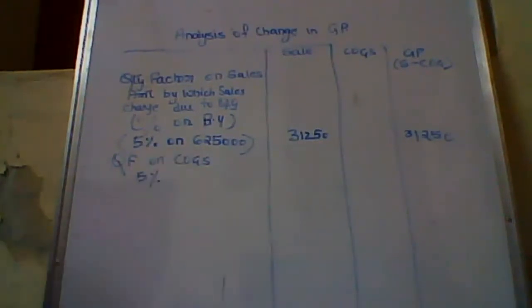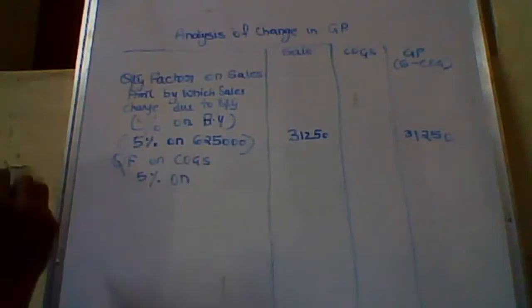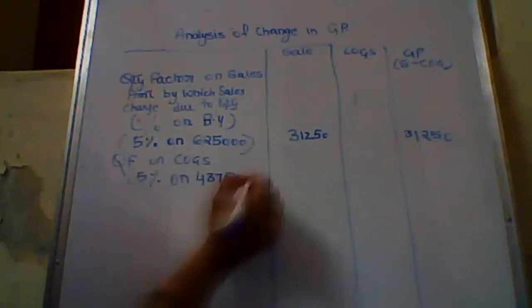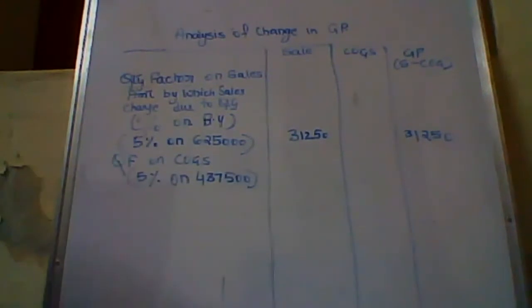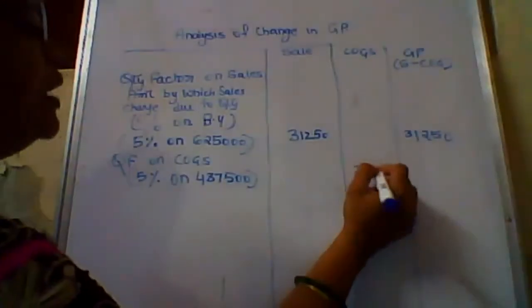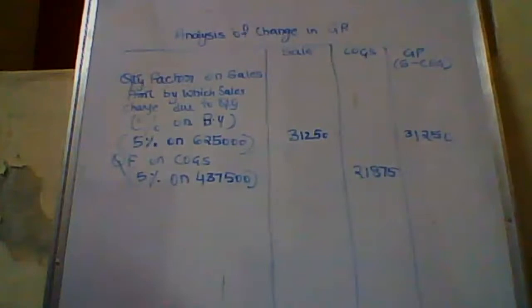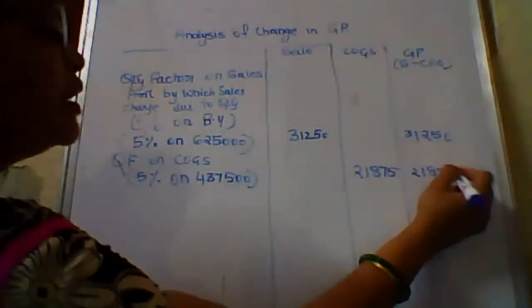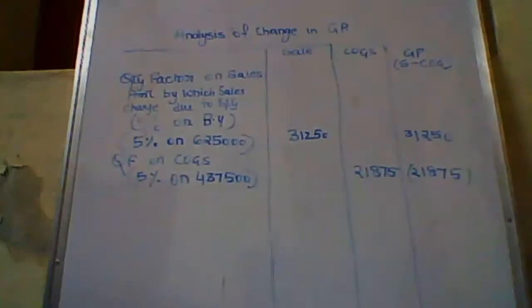Okay, next. Now the quantity factor change on cost of goods sold. I told you, quantity change on sales and cost of goods sold will be the same percentage. So 5% on your cost of goods sold. Cost of goods sold are how much? 4,37,500. कितना आ रहा? 21,875. Now this one will become minus because it's cost of goods sold.